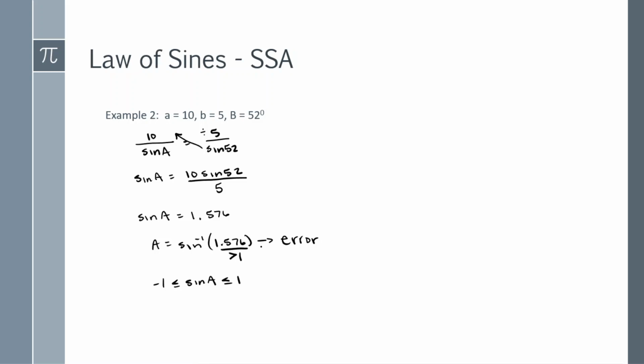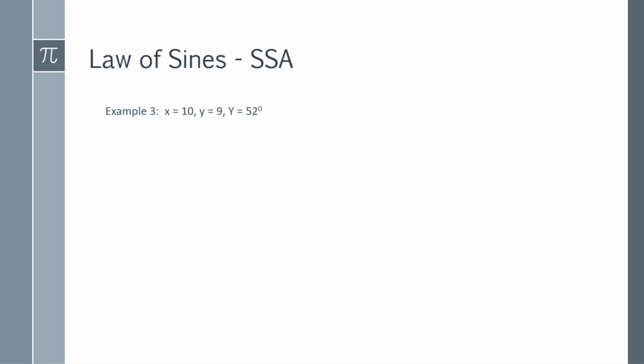There is no such sine value. And so this scenario tells me there is no triangle. There is no solution. So if I had gone back and found my height, it would have been too big. Okay? All right, another one.